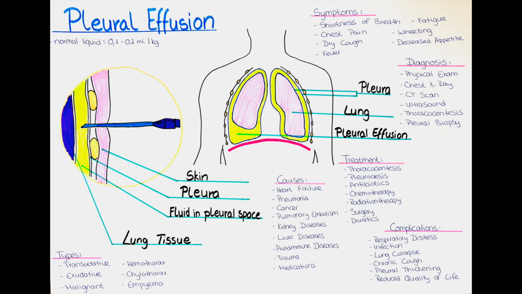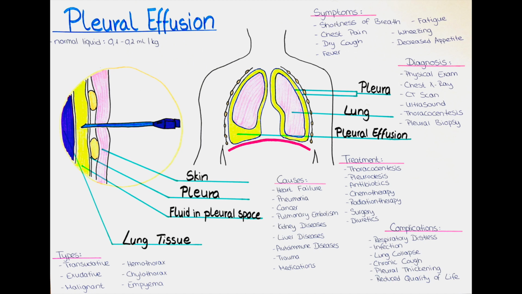Respiratory distress. As pleural fluid accumulates, it can put pressure on the lungs, making it difficult to breathe. This can cause shortness of breath and respiratory distress, especially during physical activity. Infection. If bacteria or other pathogens are present in the pleural fluid, it can lead to an infection called empyema. This can cause fever, chills, and difficulty breathing, and can be life-threatening if left untreated.